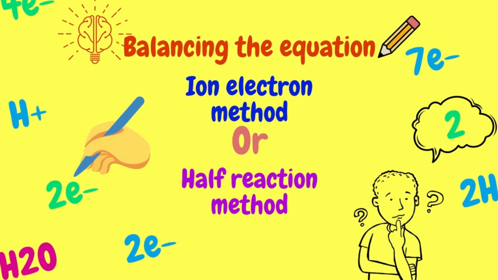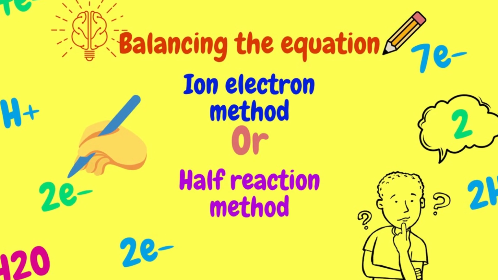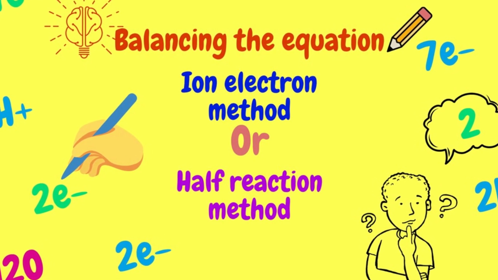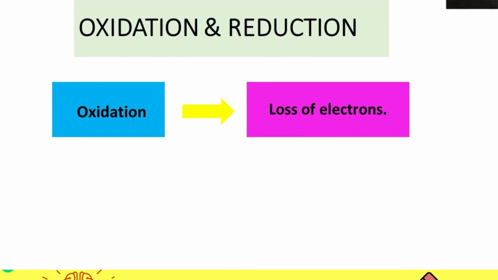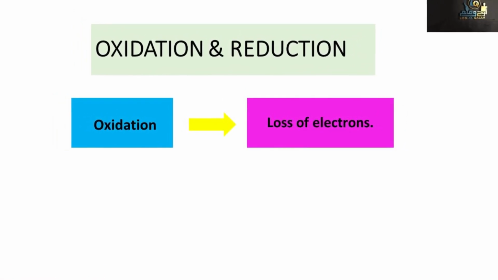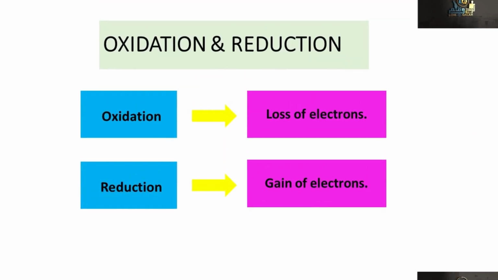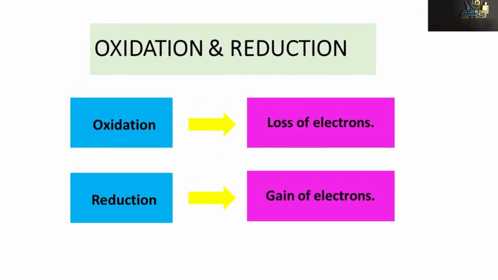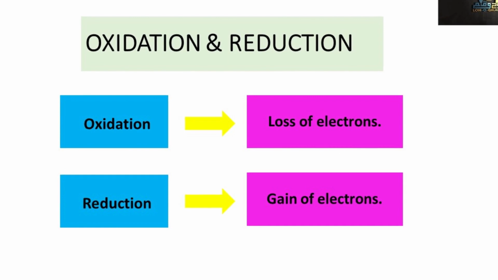Today we are going to balance the redox equations with the help of ion-electron method or half-reaction method. You know that oxidation is the loss of electrons, and reduction is the gain of electrons.